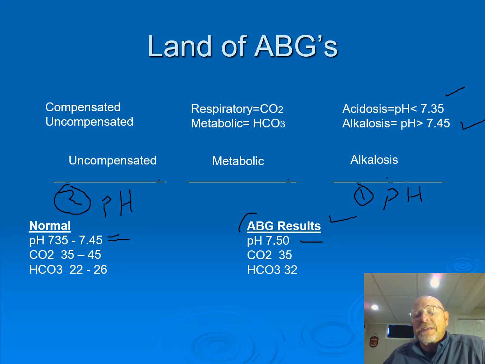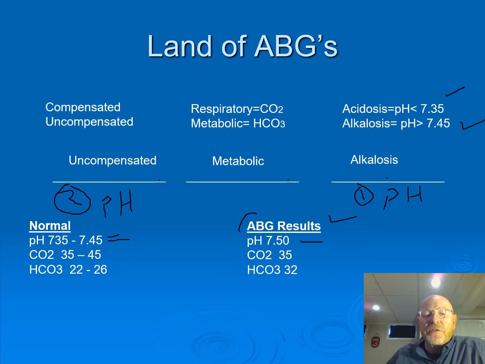Now that we have the first and last name, all we have to do is decide what is the cause of this alkalosis. To do that, we look at the CO2 level and the HCO3, or bicarbonate, level and find out which of those two is out of the normal range. If the CO2 is out of the normal range, then it's a respiratory cause. If the bicarbonate is outside the normal range, it's a metabolic cause. So let's look at these two. The CO2 appears to be in the normal range between 35 and 45. But look at the bicarb.